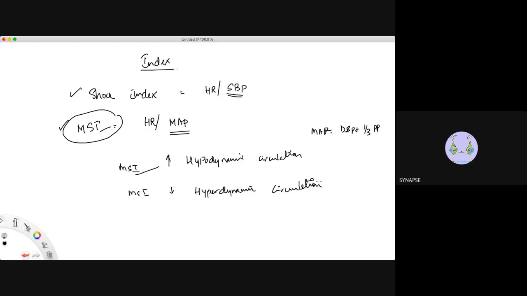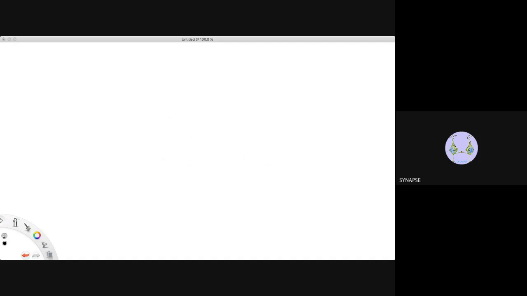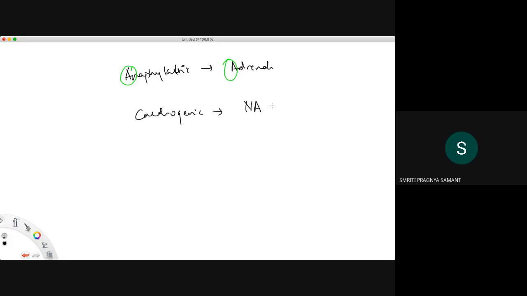Now, what is the drug of choice for cardiogenic shock? Noradrenaline. Okay, so for anaphylactic shock, it is adrenaline. A for anaphylactic, A for adrenaline. If it is cardiogenic, the heart is not pumping. What do you need to give? You need to give noradrenaline. Noradrenaline for the heart, so you should give noradrenaline.